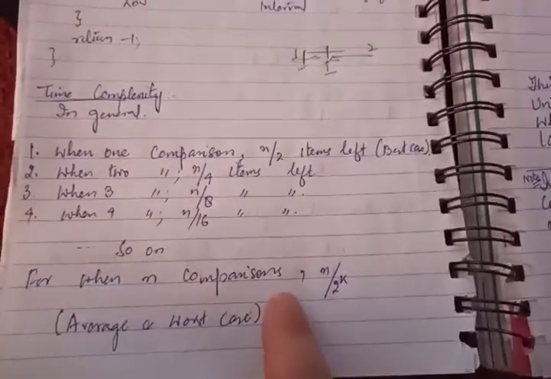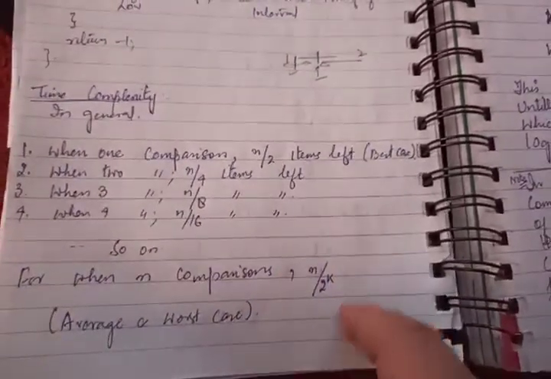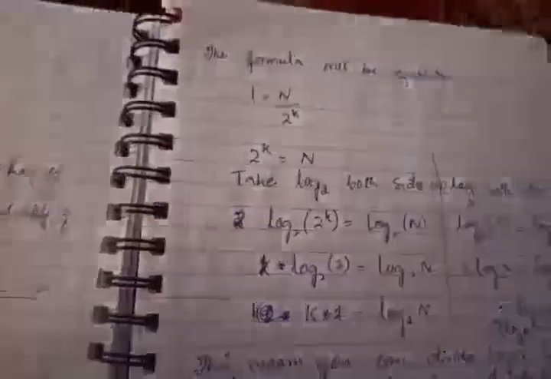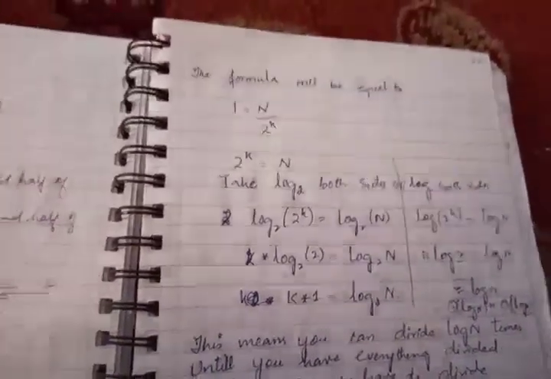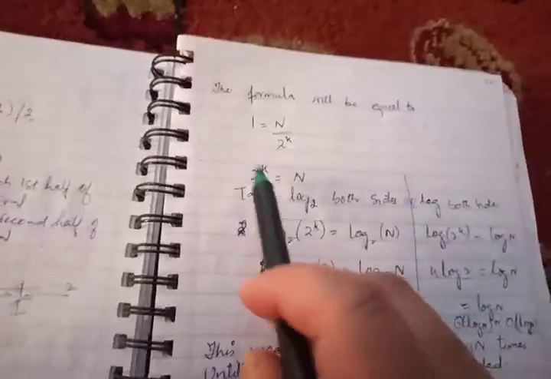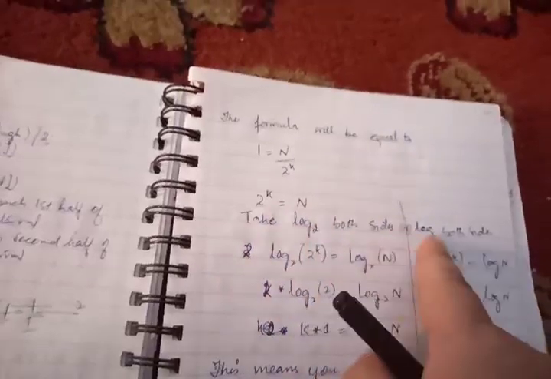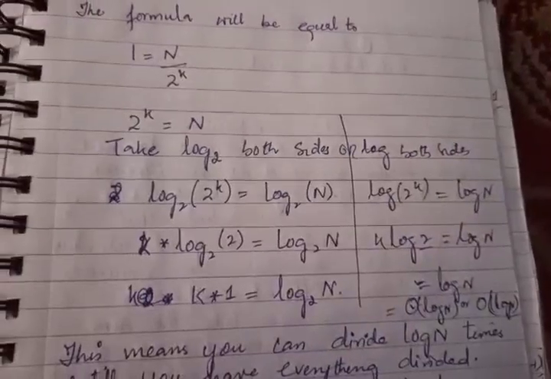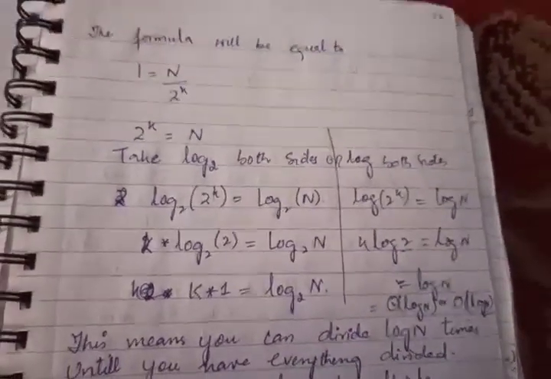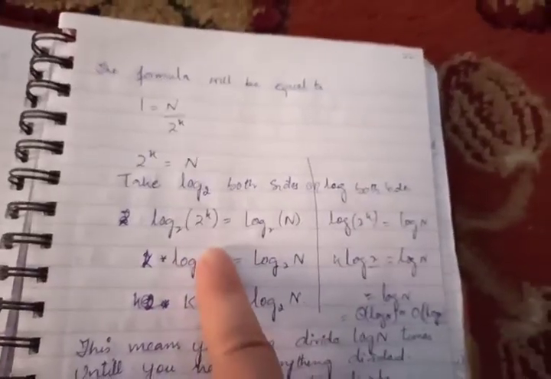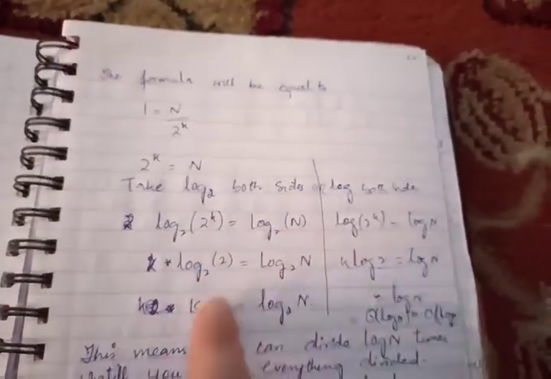The formula, from this, that means from when n divided by 2 to the power k, we have to generalize this and make this into an equation. And in order to make an equation, we have to equate it to 1. So this will be 2 to the power k is equal to n. Then take log on both sides, or take log base 2 on both sides, doesn't matter, as I have shown both cases over here. So when we take log on both sides, or log base 2, this is what we get.